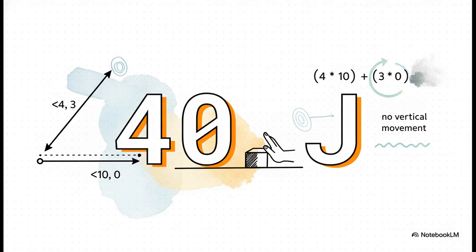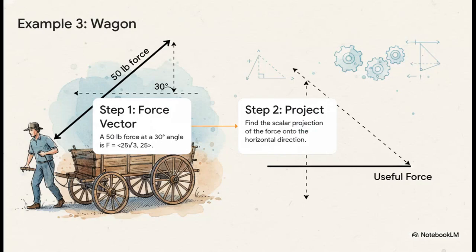See that? That vertical part of the force, the 3 newtons, gets multiplied by 0 because there was no vertical motion. The dot product automatically isolates only the part of the force that's in the same direction as the motion. It's perfect. Okay, here's our most realistic example yet.